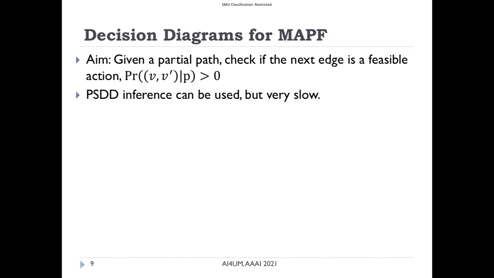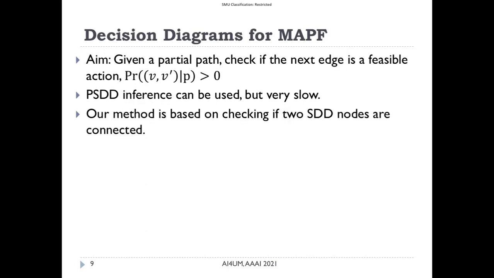But PSDD inference turns out to be quite slow while sampling paths in an episode of RL. To expedite this process, we develop a method to query the decision diagram which tells us if the probability of taking an edge given a partial path is non-zero. The idea is based on checking connectivity of two nodes in the decision diagram, the details of which are described in the paper. Our method improves the sampling speed and is much faster than PSDD inference.